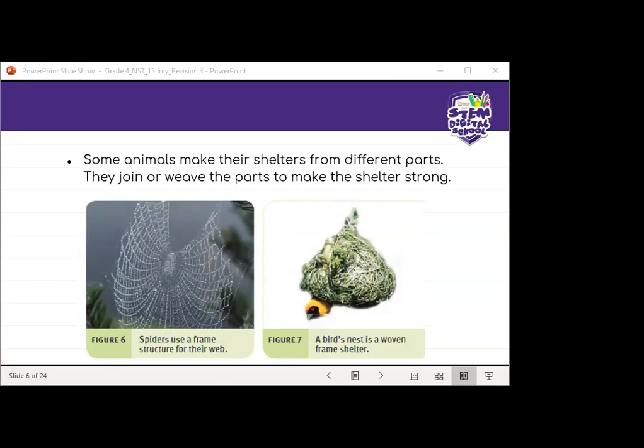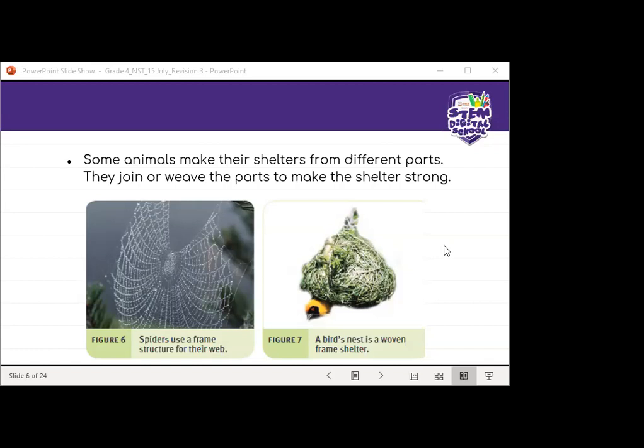Right, so guys, just important to also note that a frame structure gives support. The frame structure gives support. And even with the human body, we can give examples, because we also have a frame structure inside our body, which is the skeleton, and it also supports our bodies.